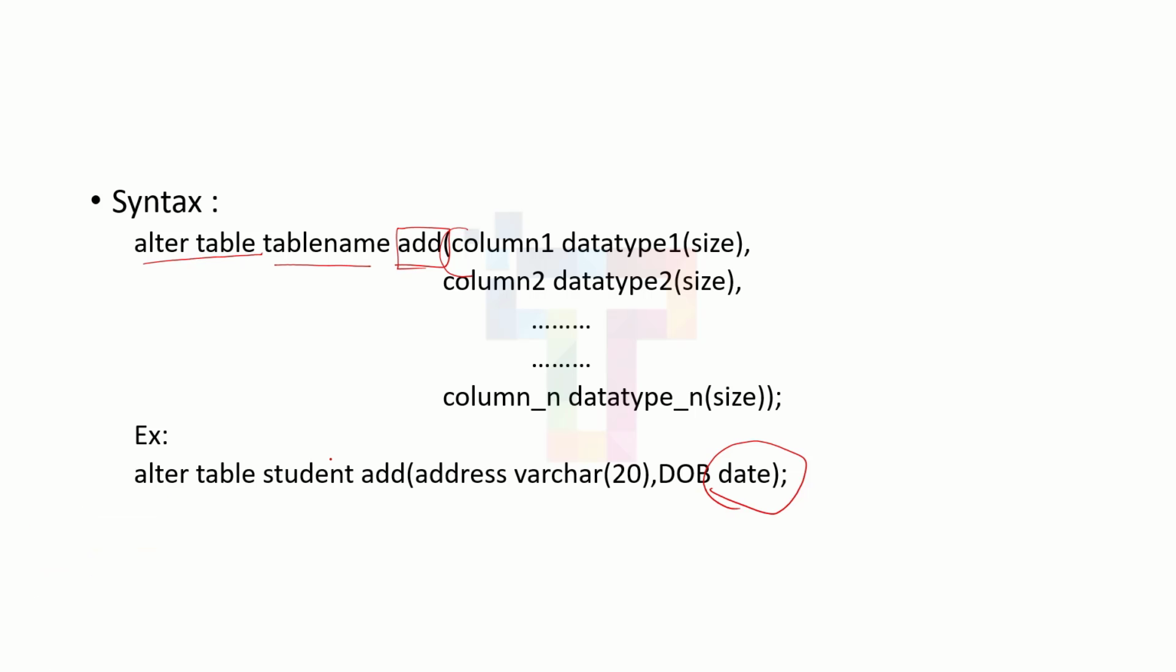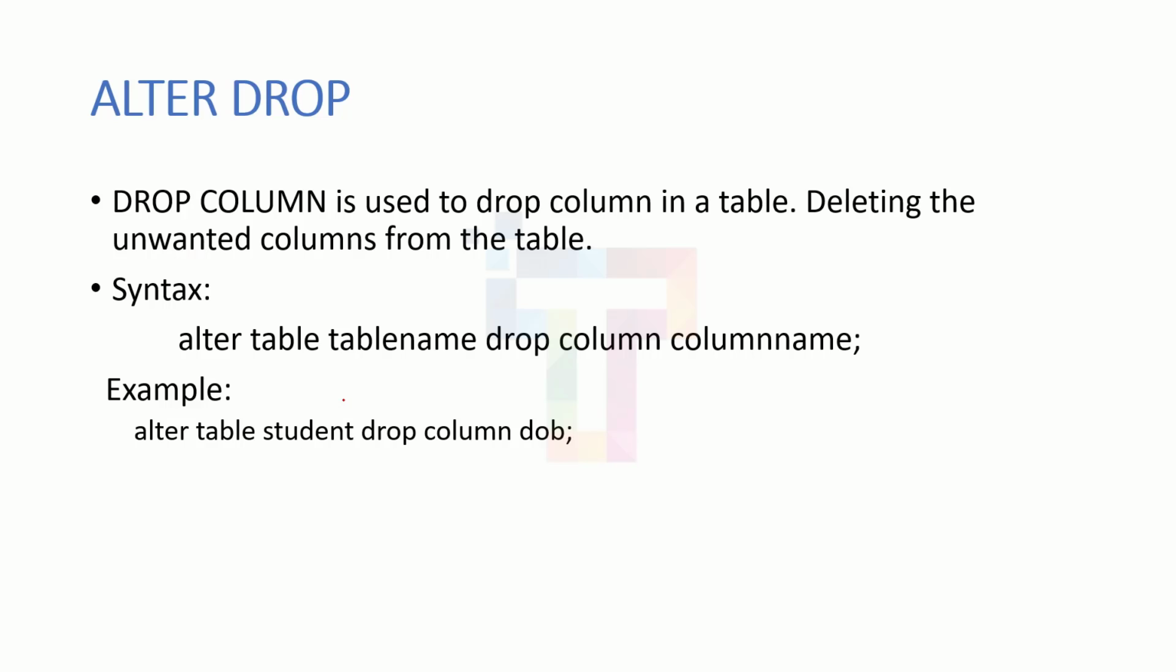Next we move to drop. Drop is simply deleting a column. If you don't want a particular column in your database, you can simply use the drop keyword in your alter. Drop column is used to drop the columns in a table, deleting the unwanted columns from the table. This is the syntax: alter table, table name, drop column, column name. Now I don't want the date of birth column in my student table. What I'll do? Alter table is a keyword. Table name is student. I want to delete the date of birth column from the student, right? So student drop column DOB.